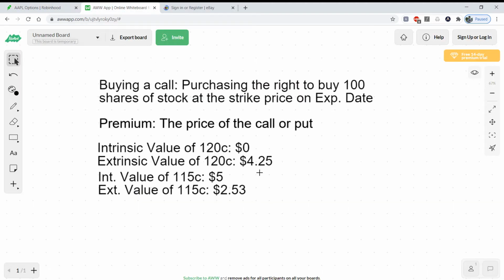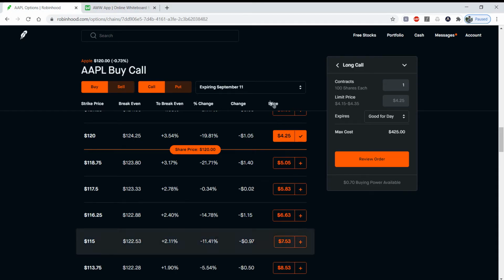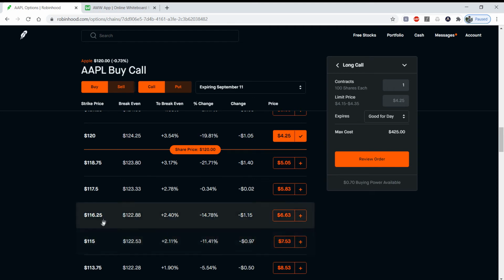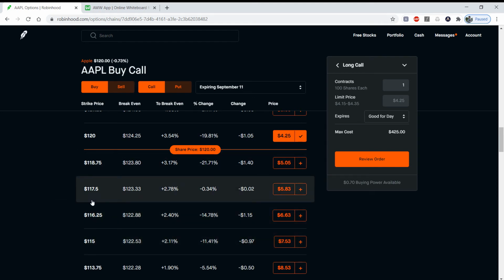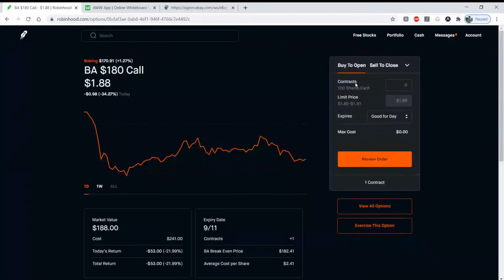So you want more intrinsic value that will make your option worth more as time passes. At least you'll have that intrinsic value that you can fall back on. But the extrinsic or time value is just the value that they're placing on the amount of time left for the stock to rise before expiration.